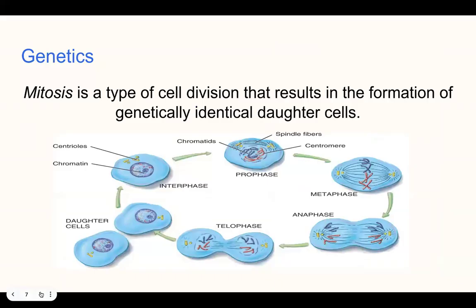So now we get into a little bit of chemistry here and a little bit more biology. We're going to talk about mitosis briefly. This is a type of cell division that results in the formation of genetically identical daughter cells. As you can see, the different phases. I am not going to test you on the phases of mitosis. This is just an FYI.